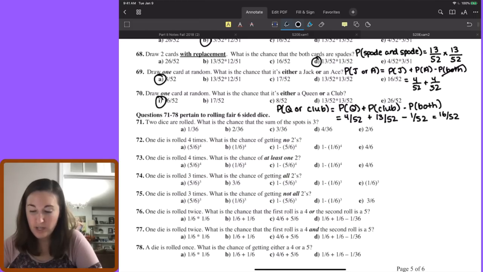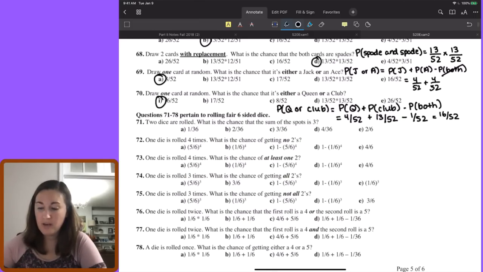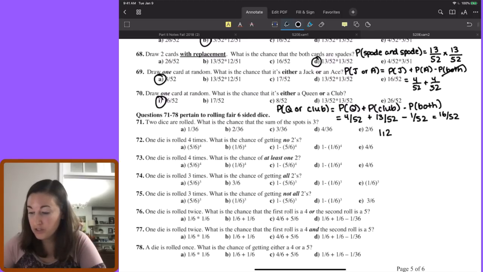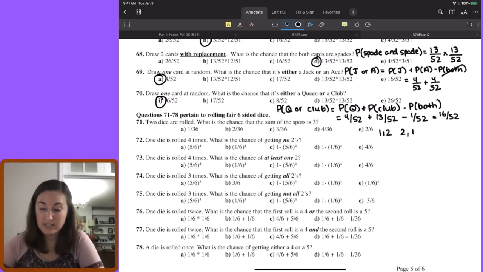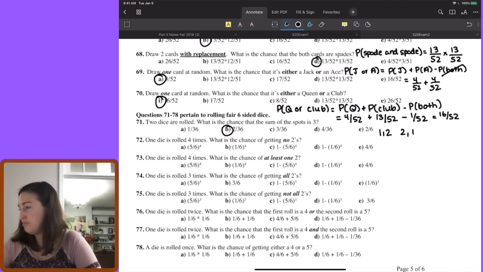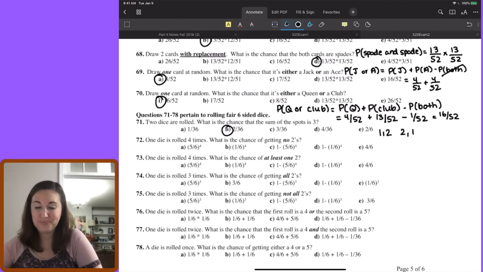Okay, let's keep going. 2 dice are rolled. What's the chance that the sum of the spots is 3? So let's see, how many ways are there to get a sum of 3? I could get a 1 and a 2, or a 2 and a 1. If I roll 2 dice, there are 36 options. So this should be 2 out of 36.